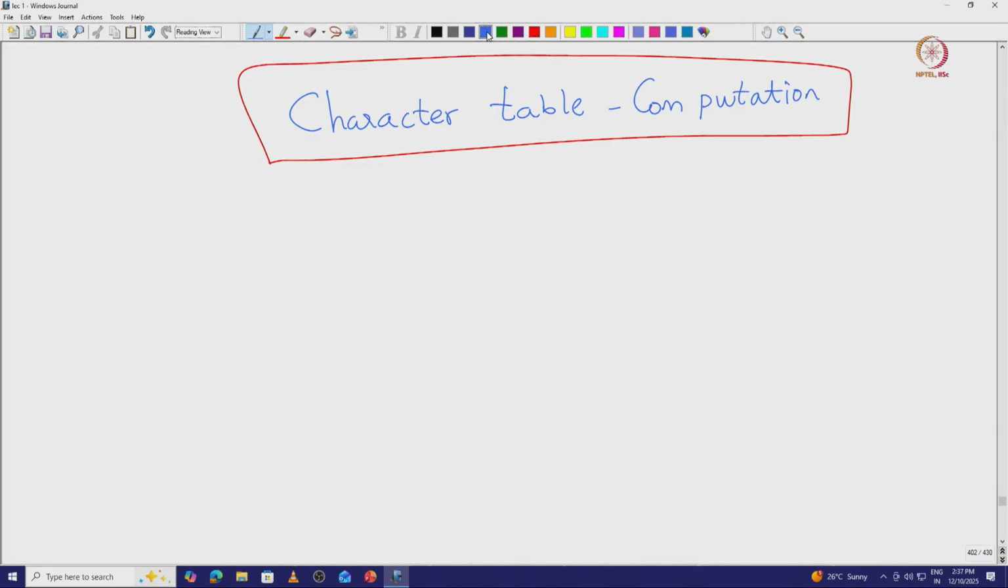Welcome back everyone. In this lecture I am going to do some computation of character tables for some smaller groups. So, let us actually begin with the group of Quaternions. Let us recall what it is. The Quaternion group, we denote it by Q8.